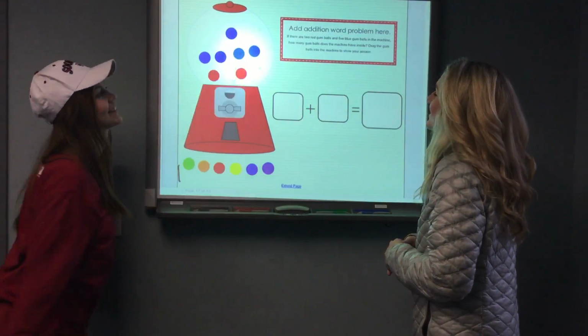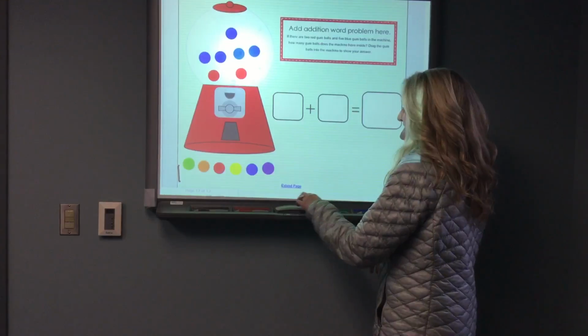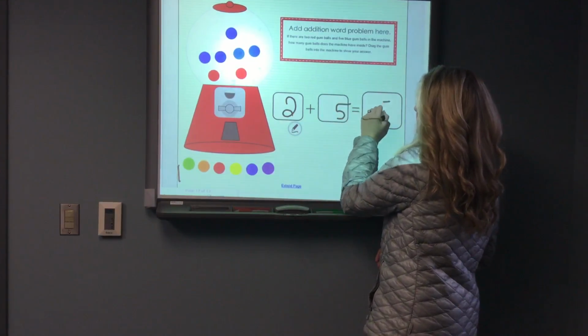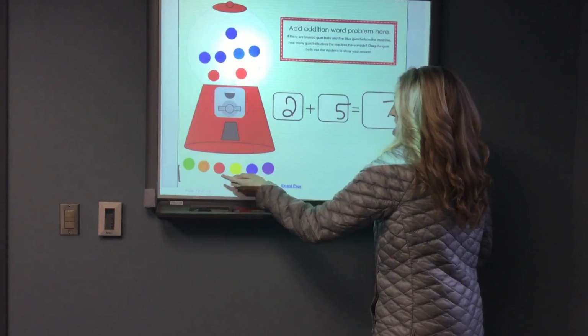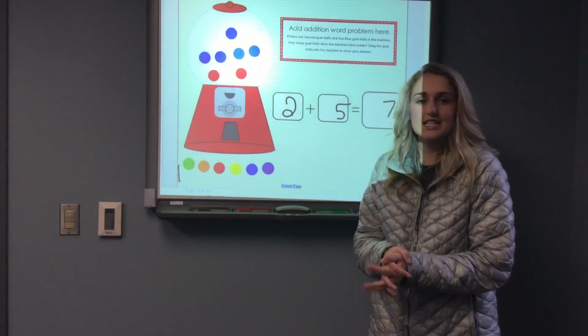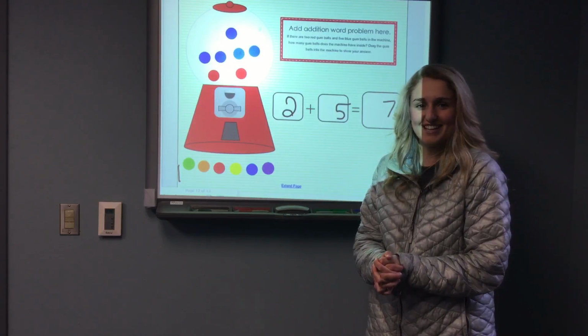Slowly, we're there. Awesome. And so then they can just write it out just like that. So we have 2 and 5 is also 7. And so that is all that we have. Those are our activities, and thanks for your time.